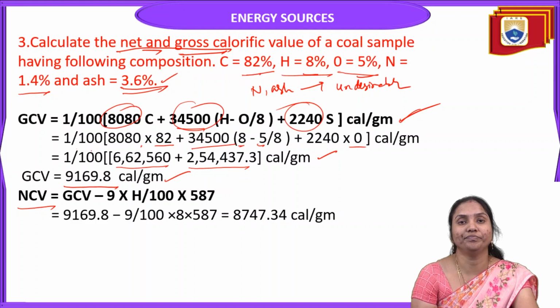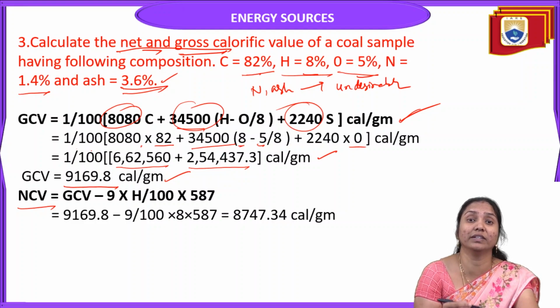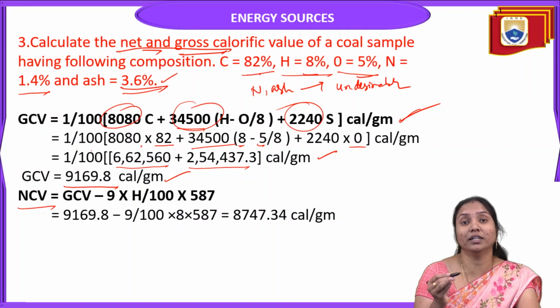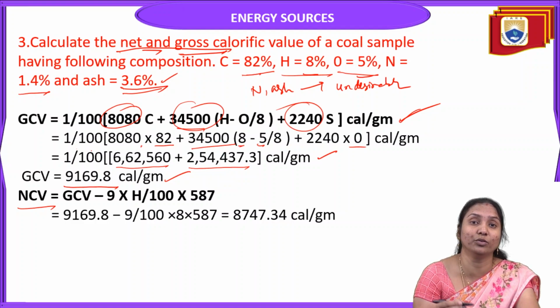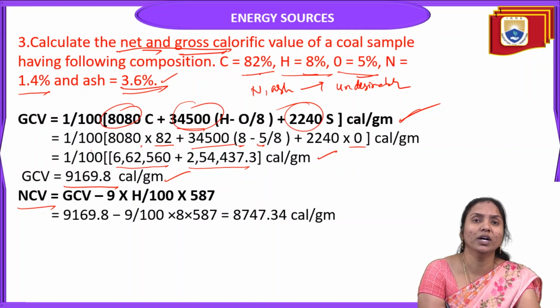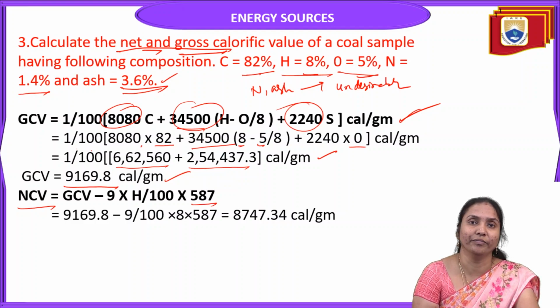Now I'll calculate the net calorific value, or lower calorific value. What is the formula? Net calorific value means we consider only the amount of heat liberated when a unit mass of fuel is burned. We cannot consider any latent heat: during combustion, the combustion products are cooled to room temperature, and that heat is not considered here. So the formula of NCV is HCV minus 9 into H by 100 into 587.